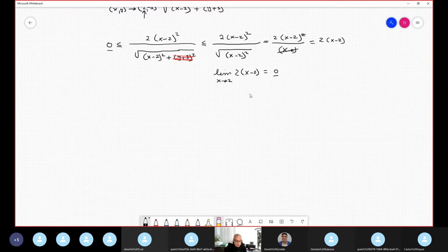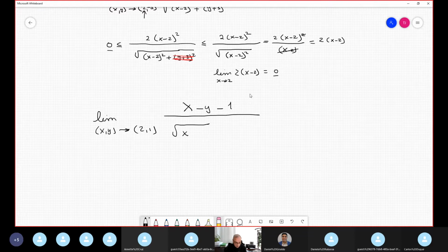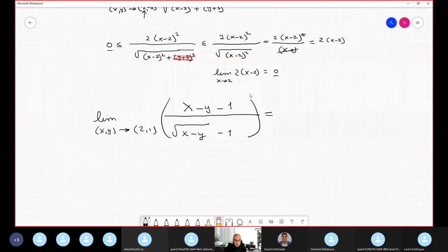Another approach, the last one, is rationalization. This is classical, similar to calculus 1. The limit as x, y approaches 2, 1 of the expression x minus y minus 1 divided by the square root of x minus y minus 1. Okay, as always, you plug it in. X is 2, 2 minus 1.